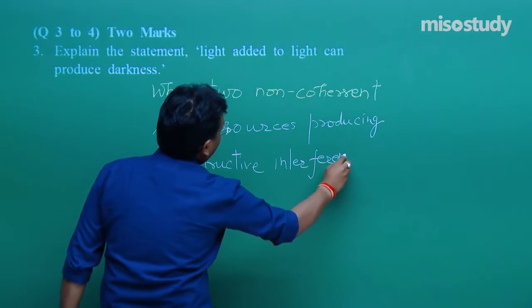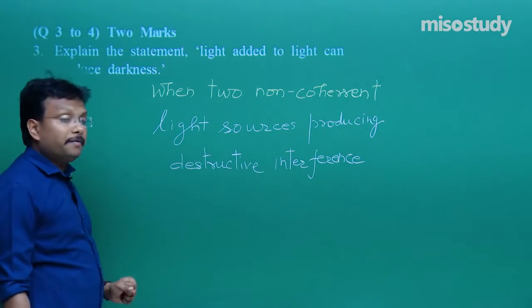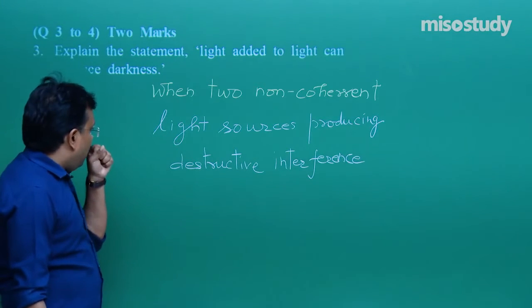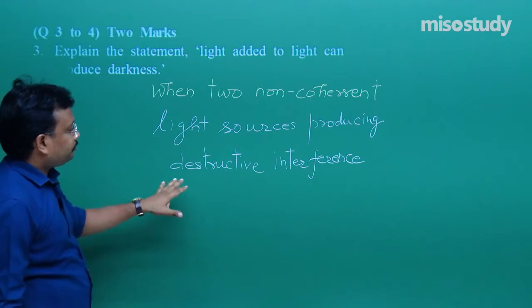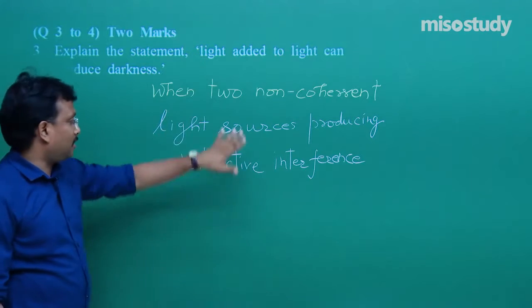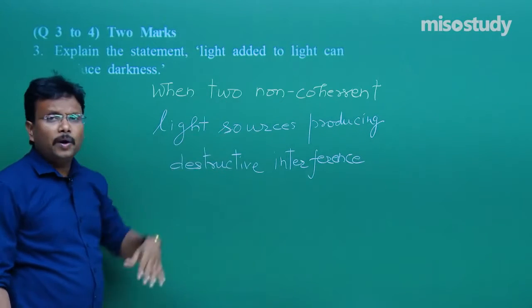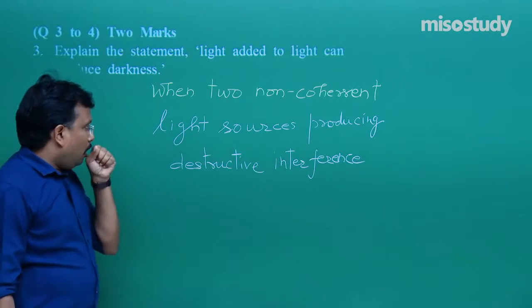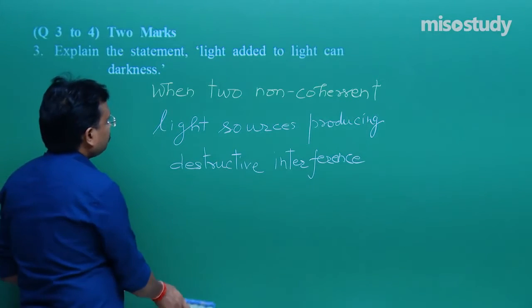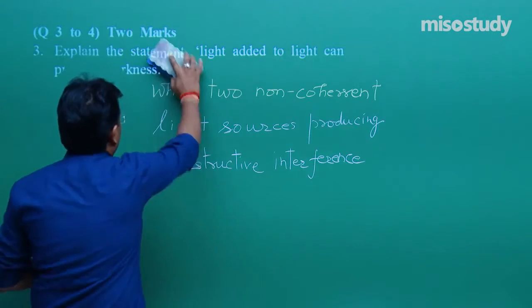So basically, rather than talking like this, explain destructive interference. In this question they asked, when you add light with light you will get darkness. So this is the condition, destructive interference. Two non-coherent means take two different sources which are non-coherent, so you will get this destructive interference.